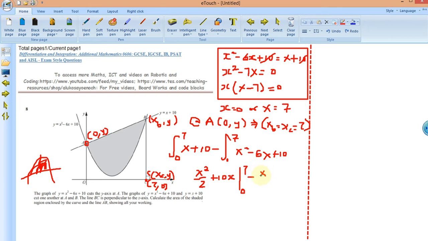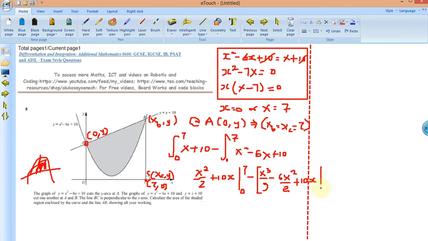You have x raised power 3 over 3. The best thing for me is just to put this one in bracket so that I don't make a mistake, because this minus will affect everything inside the bracket. So minus 6x squared over 2, then plus 10x. Then I'm going to take the limit from 0 to 7 also.